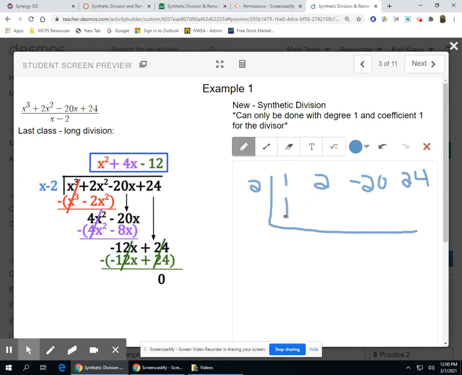So first thing we do is bring down the 1, and then multiply, then add. Once we get a 4 here, then multiply 2 times 4 is 8. And then add, you get -12. And then multiply 2 times -12 is -24. And we get a remainder 0 here.